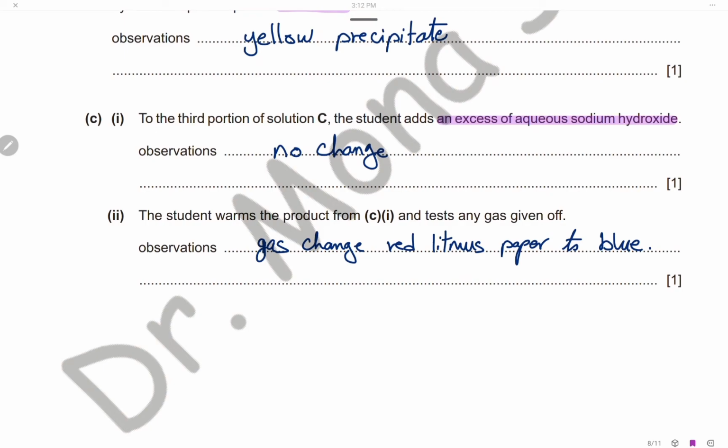And the student warms the solution produced and tests for any gas given off. When we warm the solution containing ammonium ions with sodium hydroxide, ammonia gas is produced, so the observation is that a gas is produced which changes the red litmus paper to blue.